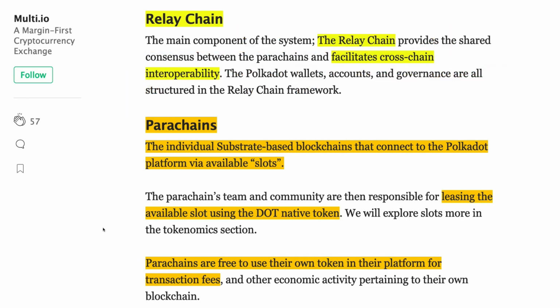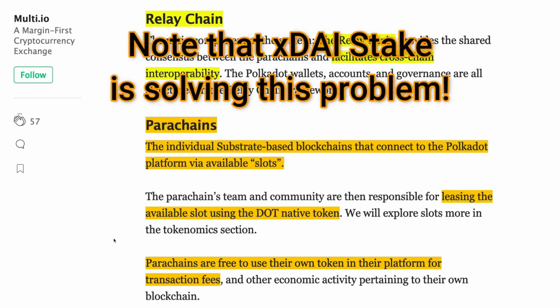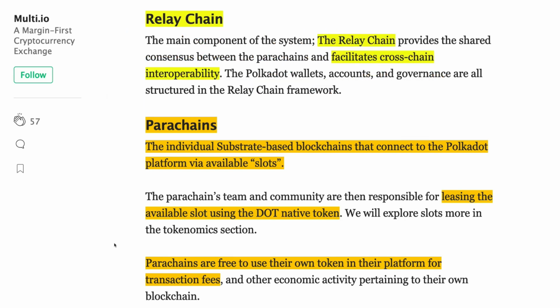Now the parachains are free to use their own token in their platform for transaction fees. This is a really big improvement, and it's important because on Ethereum you're obliged to use Ethereum, and this is one of the reasons why the transaction fees are so high on Ethereum, and why it's also just impractical. If you want to send, for example, an ERC20 token like QNT, then you have to have Ethereum in your wallet for the other person to be able to receive it, for you to be able to send it. So here they will be able to use their own token for transaction fees. Definitely an improvement over Ethereum.